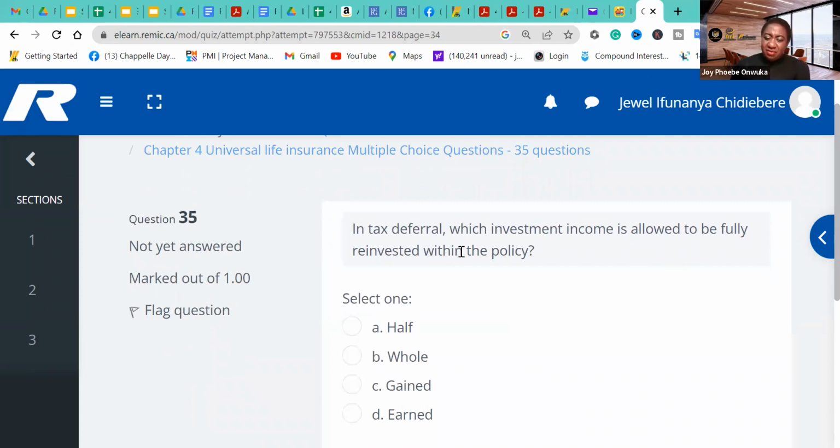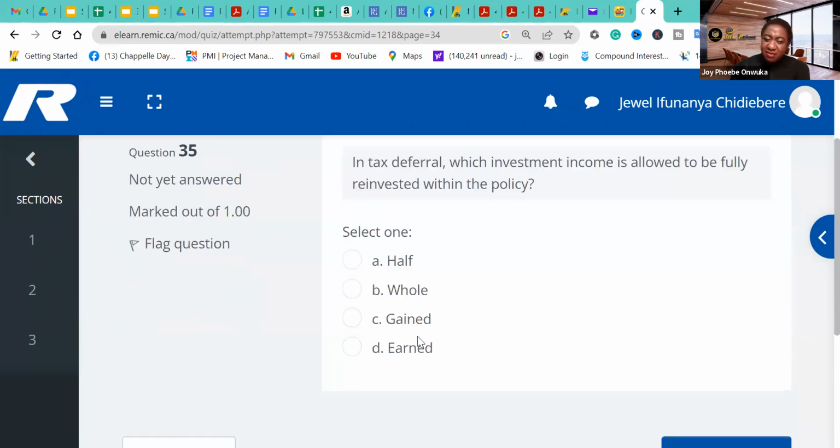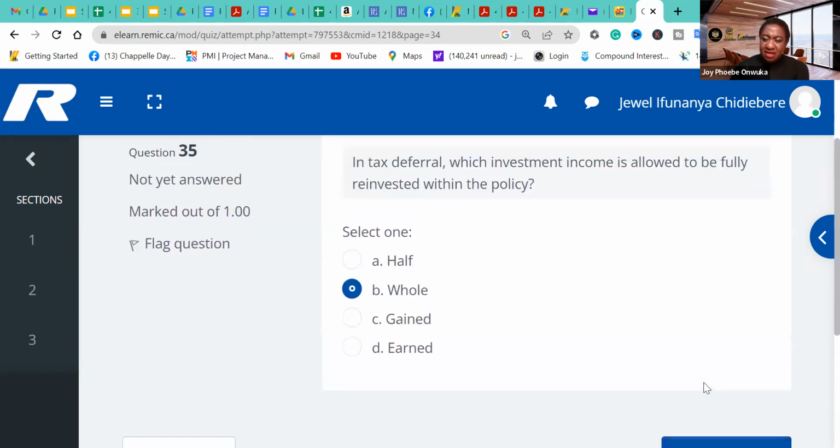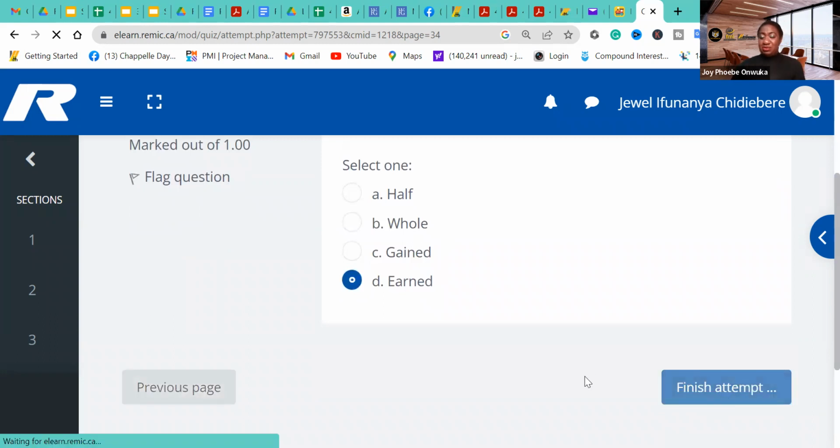In tax deferral, which investment income is allowed to be fully reinvested within the policy? So in tax deferral, which investment income is allowed to be fully reinvested within the policy? I think it's everything, right? Gain, or earned income. Which income is allowed? Earned income. I am not sure. We'll find out. Have we finished? Oh, okay.